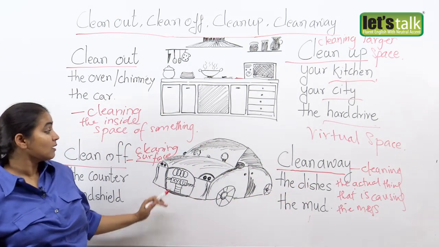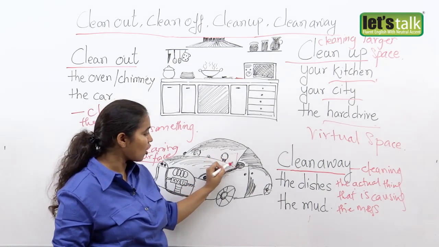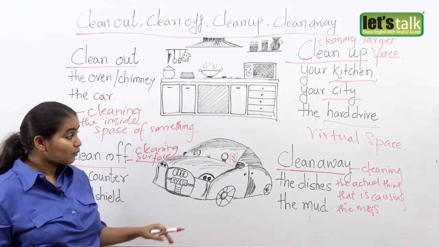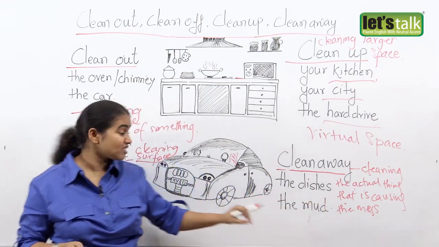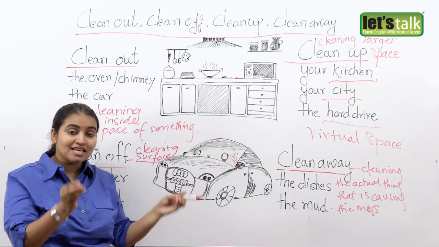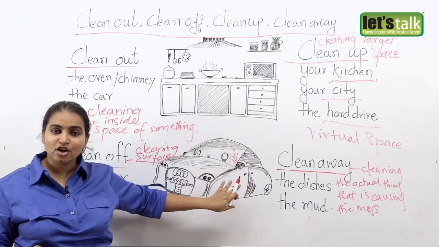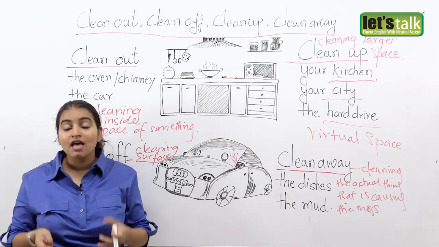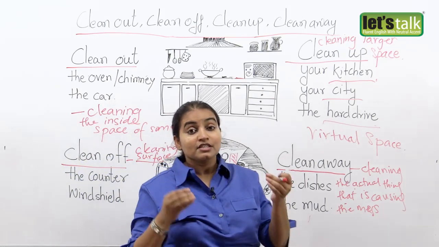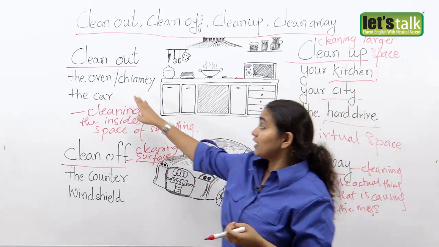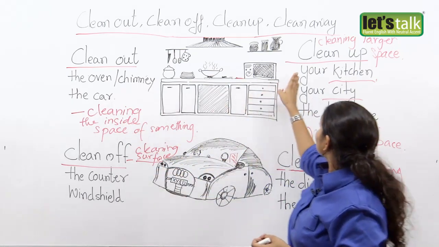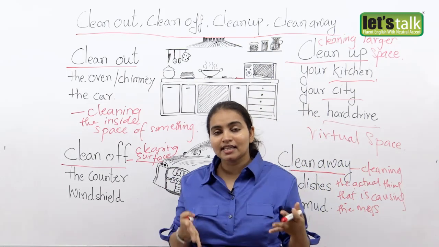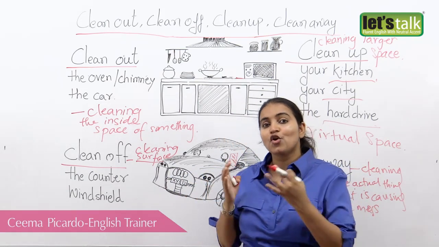Let's go to my car. Maybe inside the car, on my seat covers, there's mud splattered all over. I would say clean away the mud, because it is the mud that is causing the actual mess on the seat covers. So clean away is nothing but cleaning the actual thing that is causing the mess. So that's how you use words like clean out, clean off, clean up, and clean away. Keep practicing this and you will see that it's much easier to use in the right context.